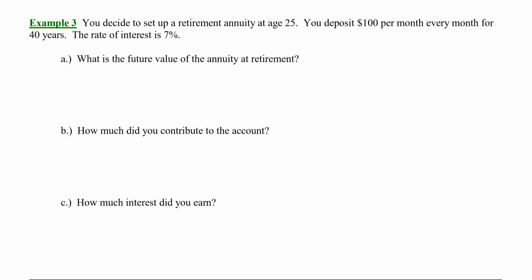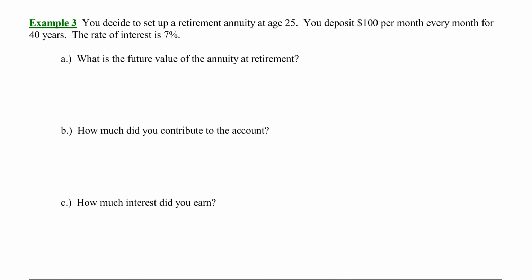You decide to set up a retirement annuity at age 25. You would be very wise in doing so. Even if you're not 25, let's say that you're an older student and you've come back to school to get another degree, a different degree, or maybe even your first degree, you can set up an annuity at any time, and it is still a very wise way to save money.